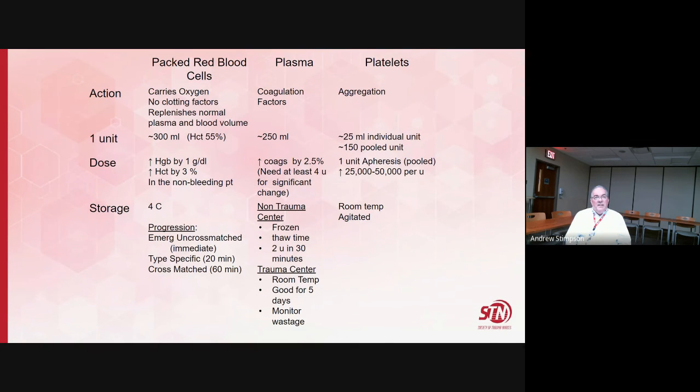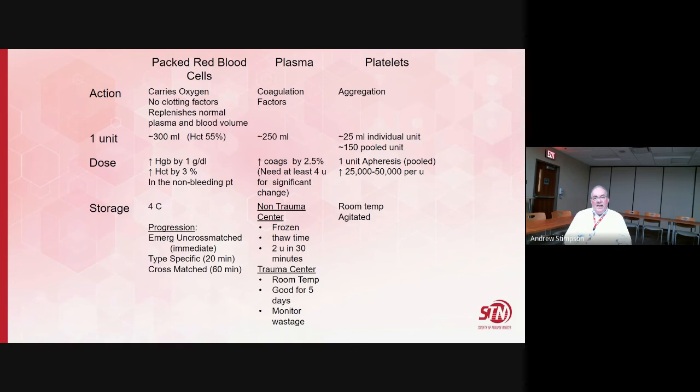So here's a little bit about the blood products. Obviously, red cells carry oxygen. It's also got a little plasma in it. So 1 unit of red cell should increase your hemoglobin by 1 gram per deciliter. It's stored at 4 degrees Celsius. We can give O or O negative on cross match. Takes about 20 minutes to get type specific and about an hour to get typed and crossed blood.